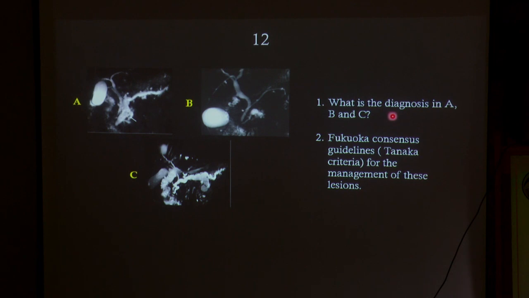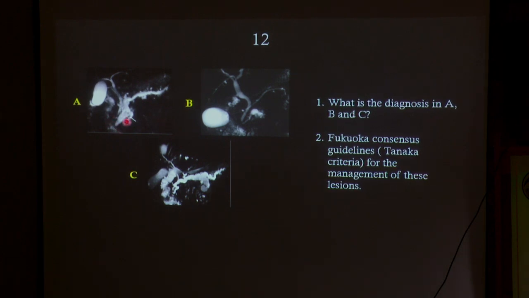So as the last case, what is A, B and C? All are MRCP images. So what is A, what is B and what is C? What is A? What are you able to see in A?